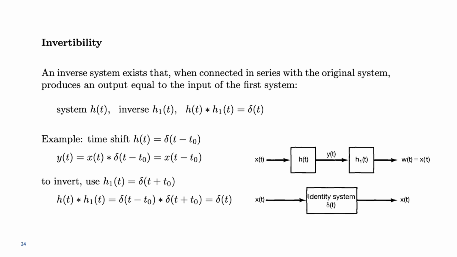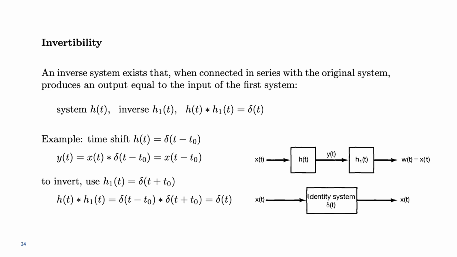Well, let's look at the figure. On top, we see that we feed x to a system h, and then we feed the output to h1, and the last output is x, meaning that the second system, h1, has inverted whatever the first system had done. And again, this means that the equivalent system, which is the convolution of the two, has as an impulse response delta of t. Let's see an example to perhaps try to clarify this. Let's take a time shift.